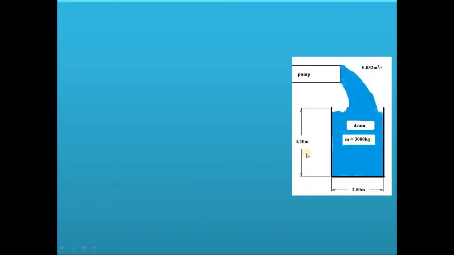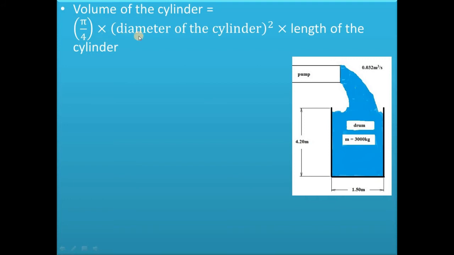Generally, the shape of the drum is cylindrical. Therefore, we have to use the formula of volume of cylinder. And the formula is pi by 4 into square of the diameter of the cylinder into length of the cylinder. So similarly, the volume of drum will be pi by 4 into square of the diameter of the drum into length of the drum. So therefore, the formula will be V is equal to pi by 4 into D square into L.